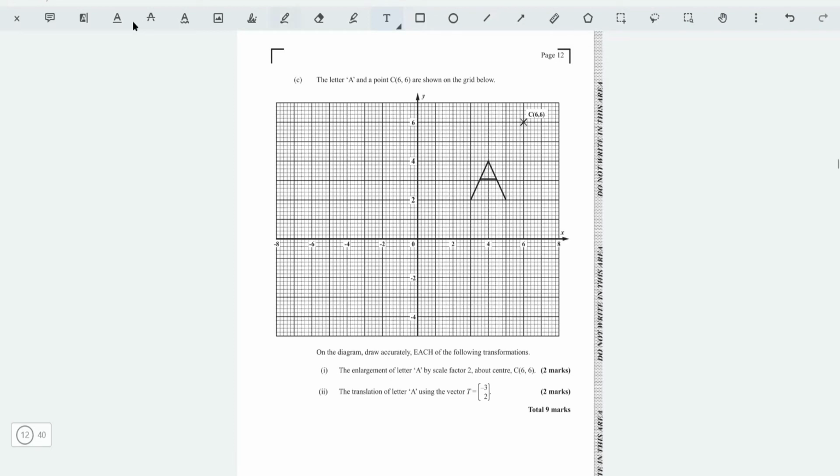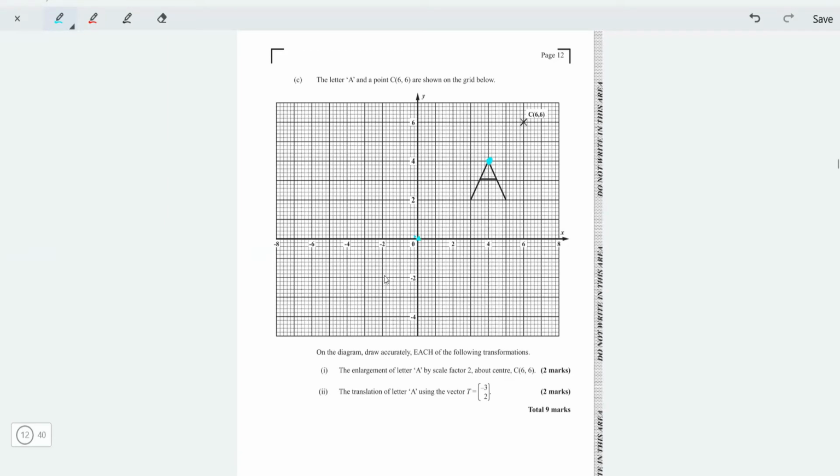Now, I don't like anything about center (6, 6), right? So what I'm going to do for now is move the center of enlargement to the origin. I like to work with everything from the origin. If I move the center of enlargement to the origin, this coordinate right here is 2 units across, 2 units down. So from the origin, I'm going to go 2 units across, 2 units down.